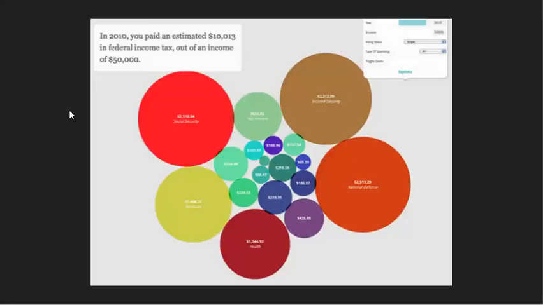This is a graph showing what percentage of your taxes is going to each different part of the government. Each circle is bigger compared to the percentage of your taxes. So it's easy to understand, easy to visualize, and also conveys a good amount of information in a short period of time.